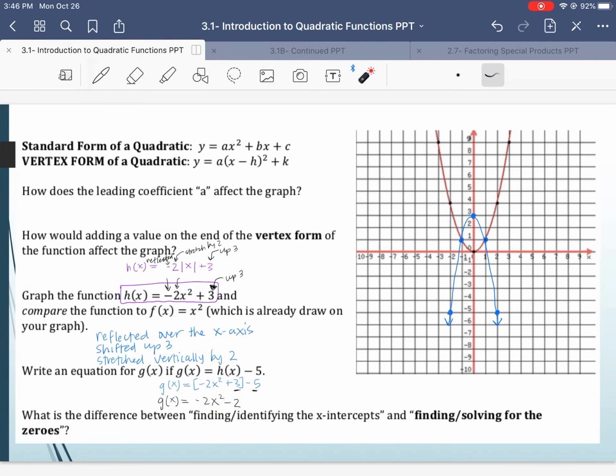The very last thing on here, what is the difference between identifying the x-intercepts, and solving for the zeros? They're the same thing. We generally talk about finding the x-intercepts when we're looking at a graph because it just makes more sense. That's what we call them. They're identified on the x-axis. But when it says solving for the zeros, that's the same idea.